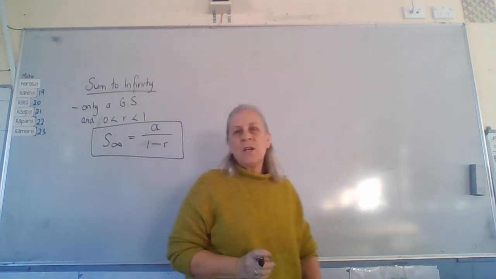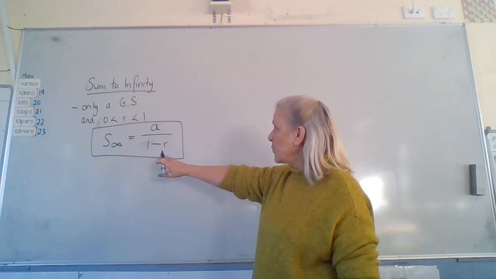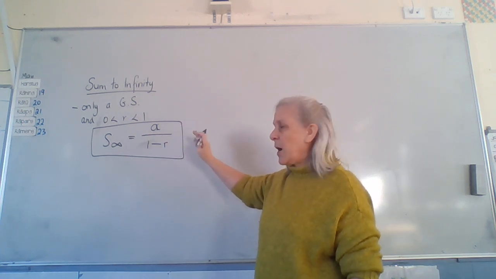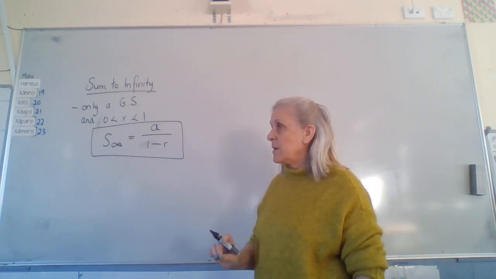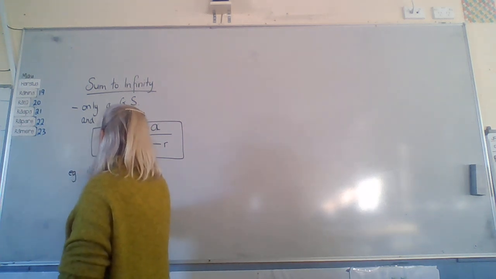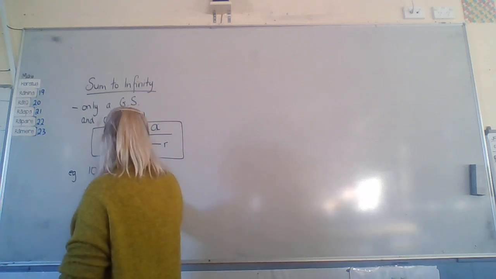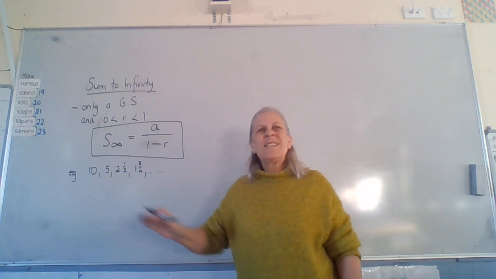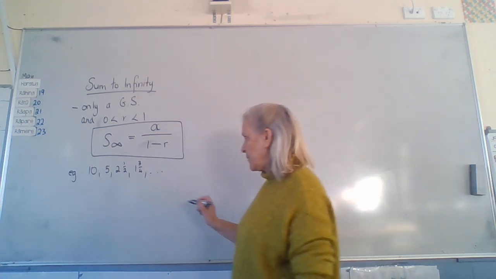The formula for this is that S of infinity, the sum to infinity of a sequence, is the first term divided by 1 minus the ratio. The ratio has to be a fraction. So if we look at this sequence, so let's say 10, 5, 2.5, 1 3/4. What does that add up to? Just those first 4 terms. What do they add up to?